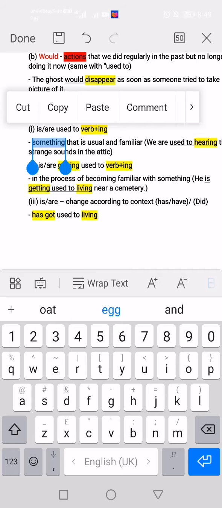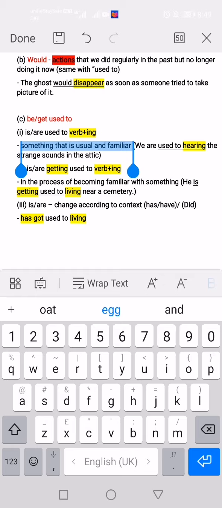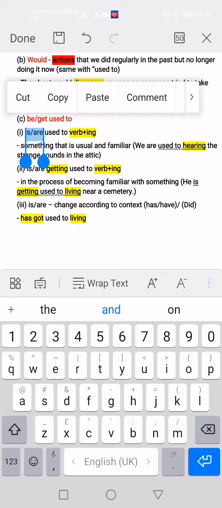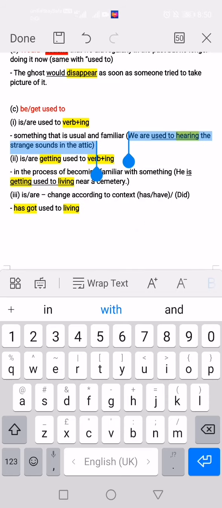So, when do we use this? Something that is usual and familiar. This one not in the past. 还在. Something that is usual and familiar, meaning 你很习惯的东西, sesuatu yang kamu sangat biasa. Still happening? Yes, still happening. How do we know? I'm using is and are. Understand? Still happening because I'm using is and are. Example, we are used to hearing the strange sounds in the attic. Used to hearing. Still happening? Yes, because it's are. Understand or not?